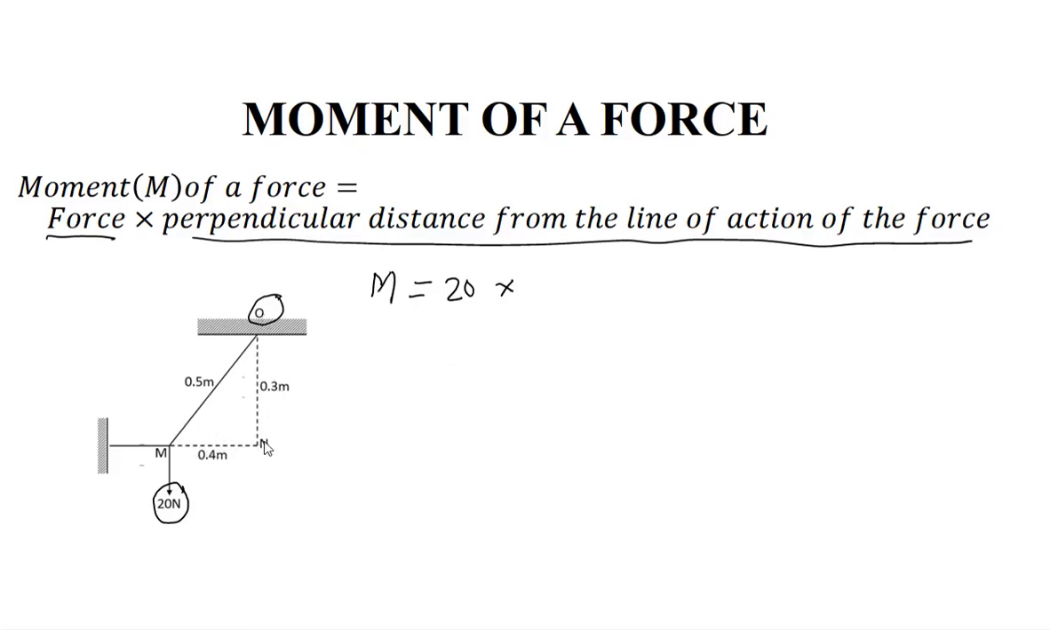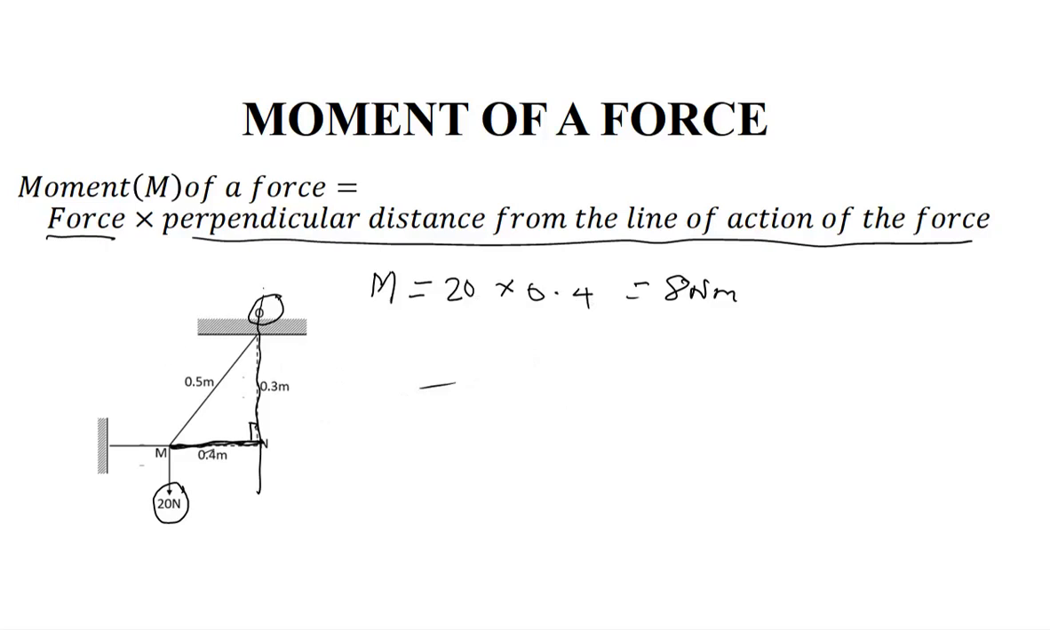Now, this is point O. The only perpendicular distance from point O to the force is just this distance, which is the only one that is perpendicular to the force when we move from O to that force. So 20 times 0.4, and that will be 8 Newton meter. That is, moment is measured in Newton meter, because it is force times distance.